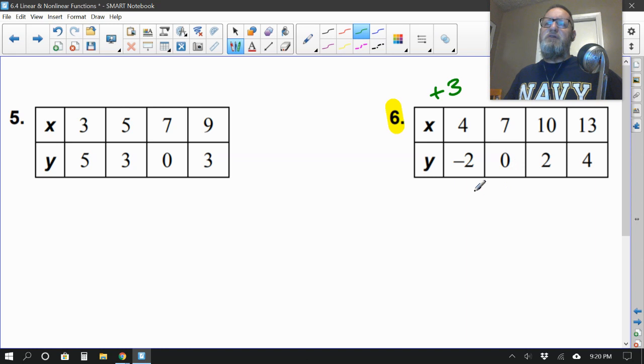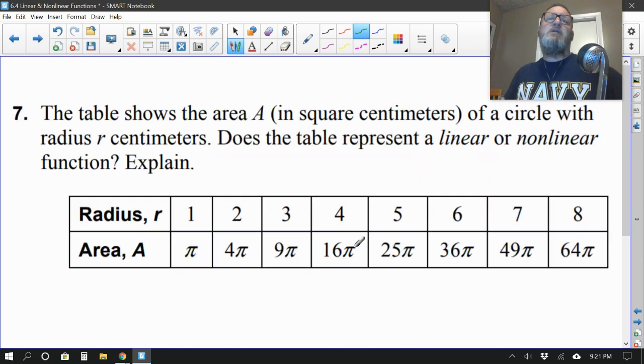Negative 2 to 0 increases 2. Plus 2 is 2. Plus 2 is 4. Yeah, we have a constant rate of change in our x's and our y's. So this is linear. The x's and the y's both have to have their amount they're either increasing or decreasing by.